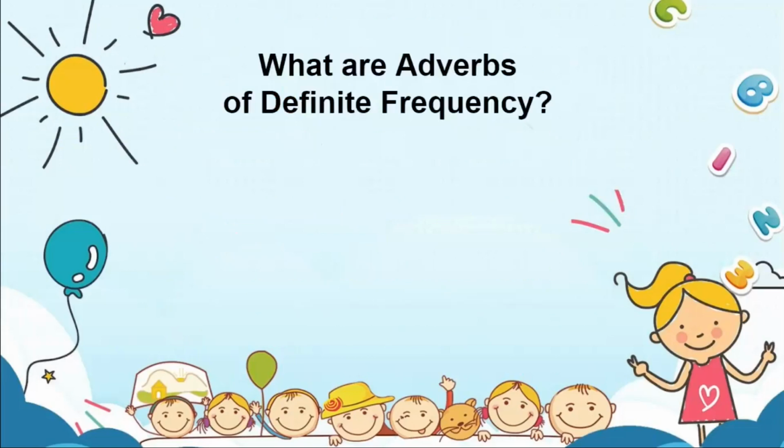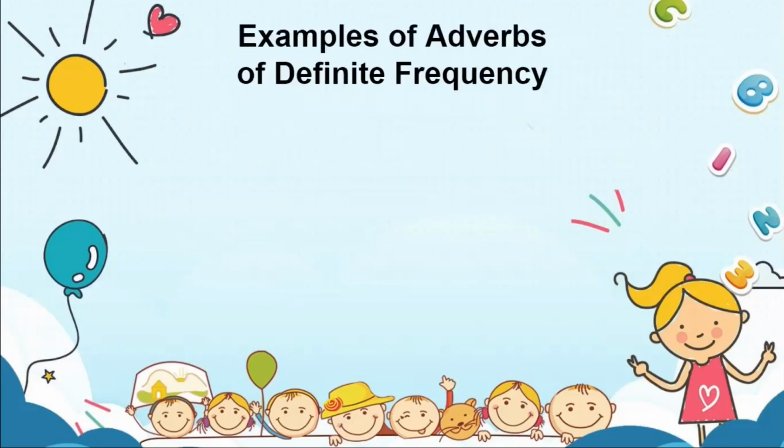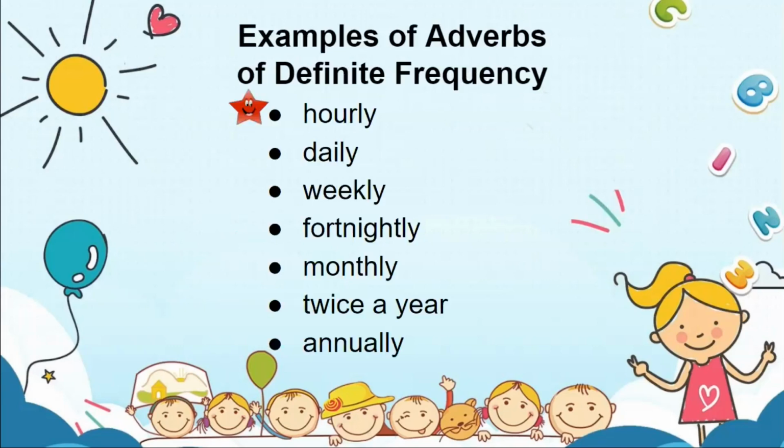What are adverbs of definite frequency? Adverbs that tell exactly how often something happens or someone does something are called adverbs of definite frequency. Examples of adverbs of definite frequency. Hourly, daily, weekly, fortnightly, monthly, twice a year, annually.